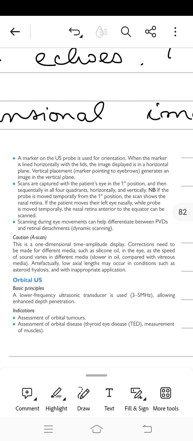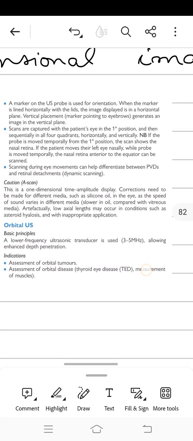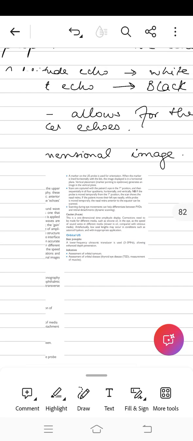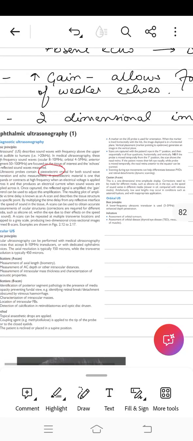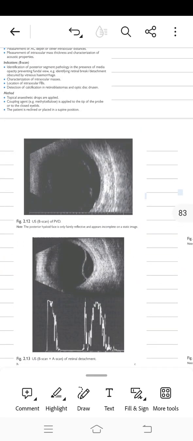If the probe is moved temporally from the primary position, the scan shows the nasal retina. If the patient moves their left eye nasally while the probe is moved temporally, the nasal retina anterior to the equator can be scanned. So this is about ocular ultrasound. Here are some examples.